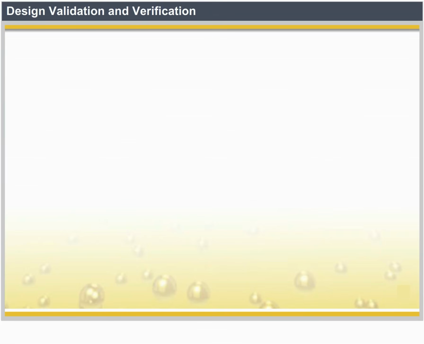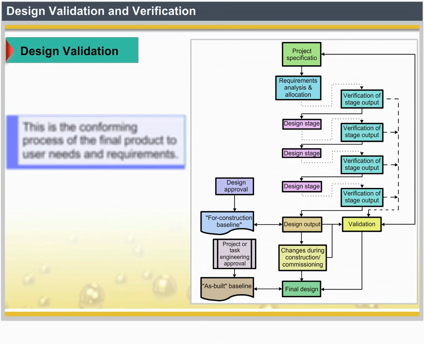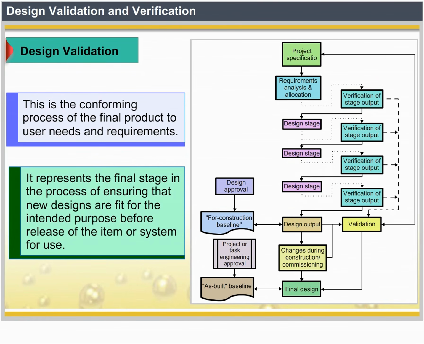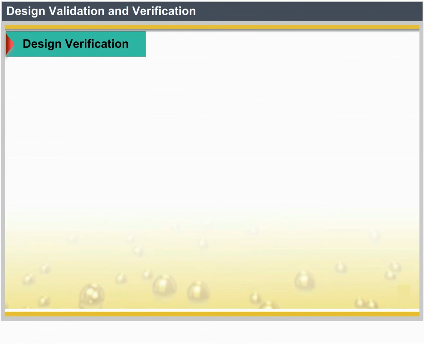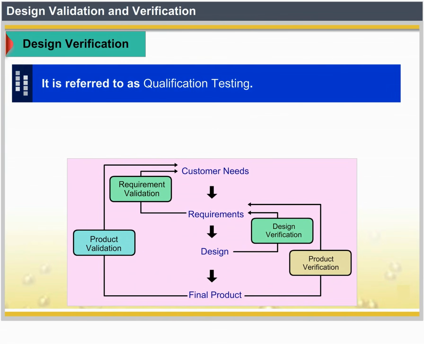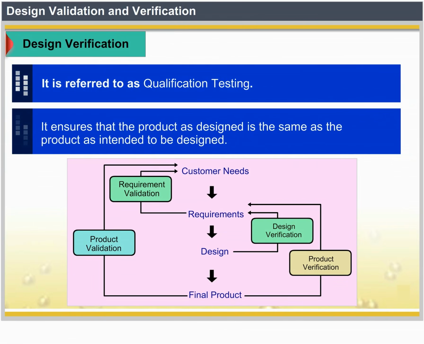Design validation and verification. Design validation: the process of ensuring that the final product conforms to user needs and requirements. It represents the final stage in the process of ensuring that new designs are fit for the intended purpose before release of the item or system for use. Design verification is referred to as qualification testing. It ensures that the product as designed is the same as the product as intended.